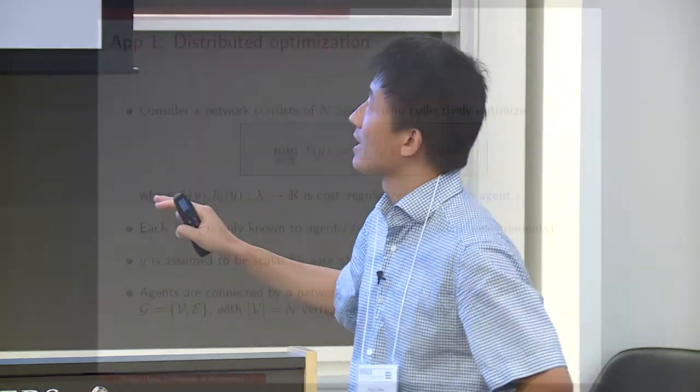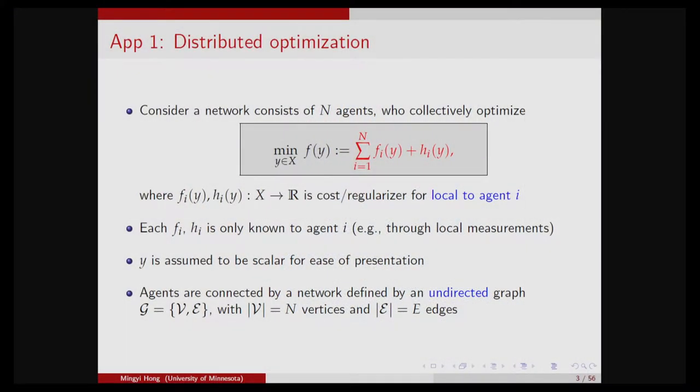Okay, so I'll talk about three applications to begin with, just to see how versatile this set of problems could be. First is distributed optimization, obviously. This is a very classical formulation where we have a network of n agents. The objective function of the entire network is expressed as the sum of n component functions. Each f_i and h_i belongs to a single user or agent, and they're coupled together through this variable y. Okay? So f_i and h_i are only known to the agent, probably through local measurements.